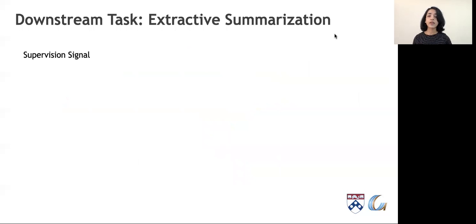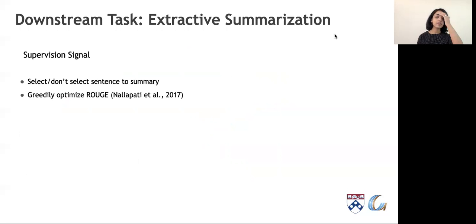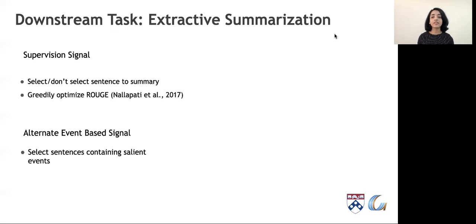Now let's take a look at the potential benefits of modeling the event salience for the downstream task of extractive summarization. Extractive summarization systems are trained on binary labels assigned to each sentence to indicate whether or not that sentence should be selected to the summary. And the most common procedure for obtaining these labels is to greedily select sentences to optimize the Rouge score. We proposed an alternate event-based signal where we select the sentences containing the salient events.